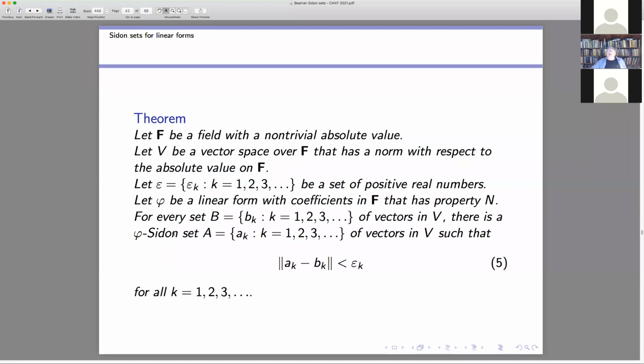If you take any set of vectors b in the vector space, you can always find a phi-Sidon set of vectors a such that a_k minus b_k is less than epsilon_k for all k. In other words, for any epsilon, you take any set of vectors and there's always an epsilon perturbation of your arbitrary sequence of vectors, which is a phi-Sidon set.